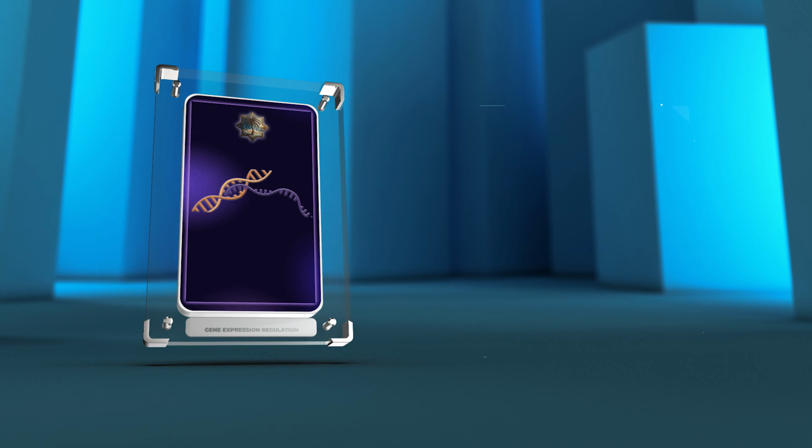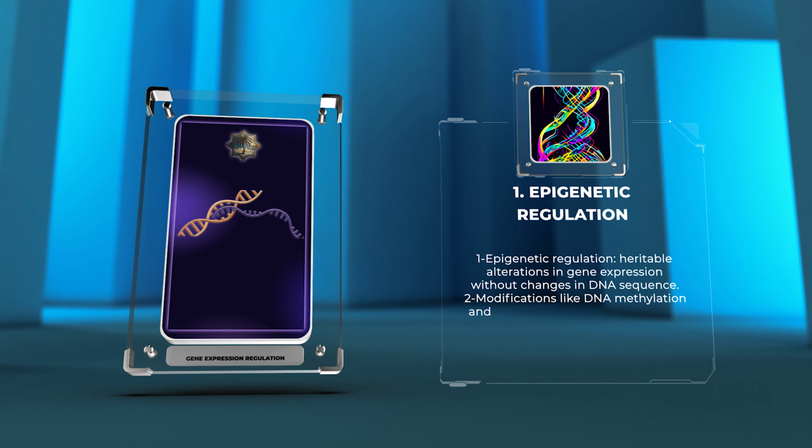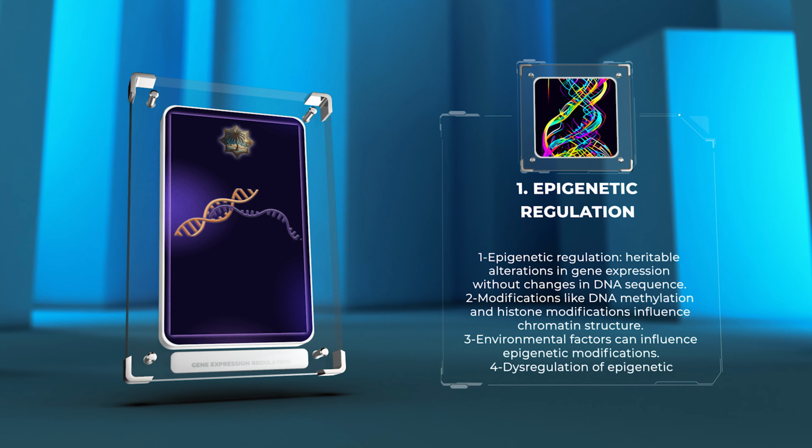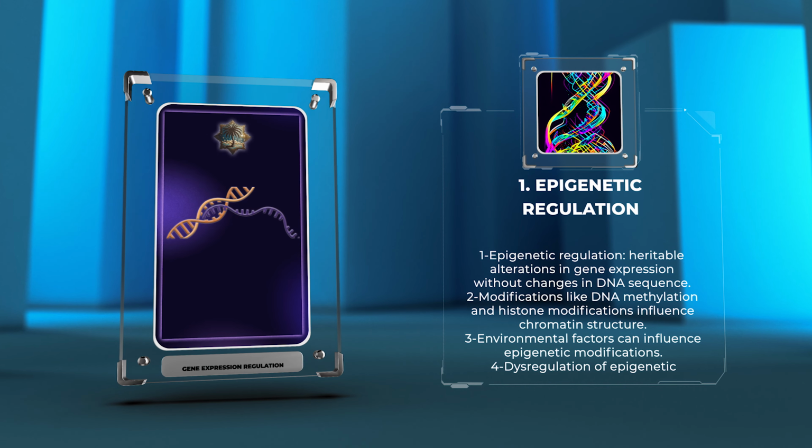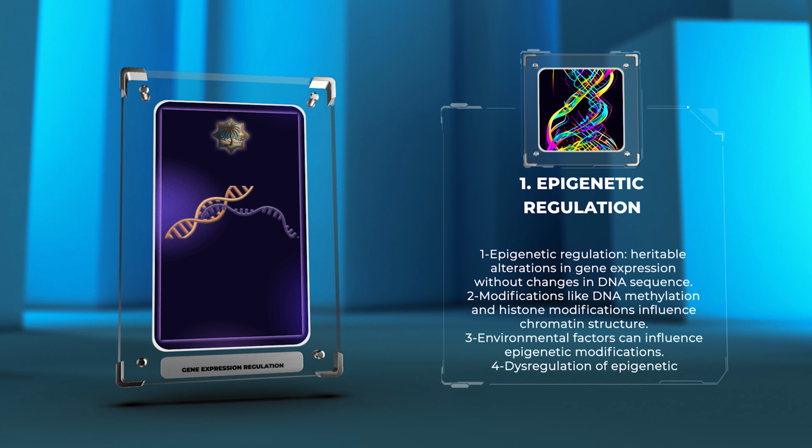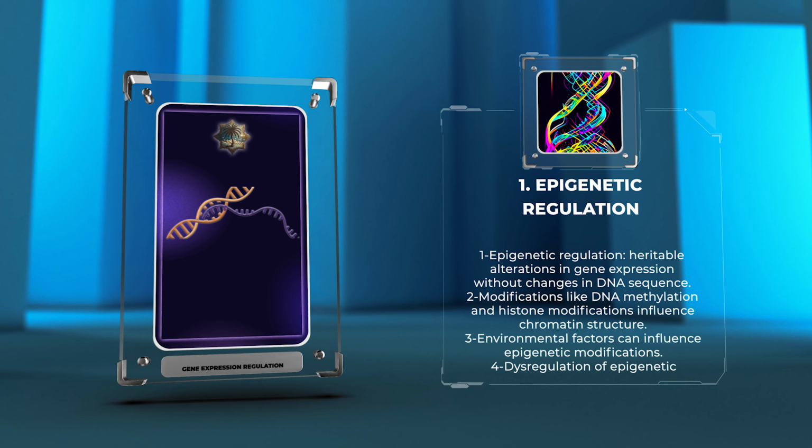Let's get started. Epigenetic regulation involves heritable alterations in gene expression without changes in DNA sequence. Modifications like DNA methylation and histone modifications influence chromatin structure, and can be influenced by environmental factors. Dysregulation can contribute to disease development.